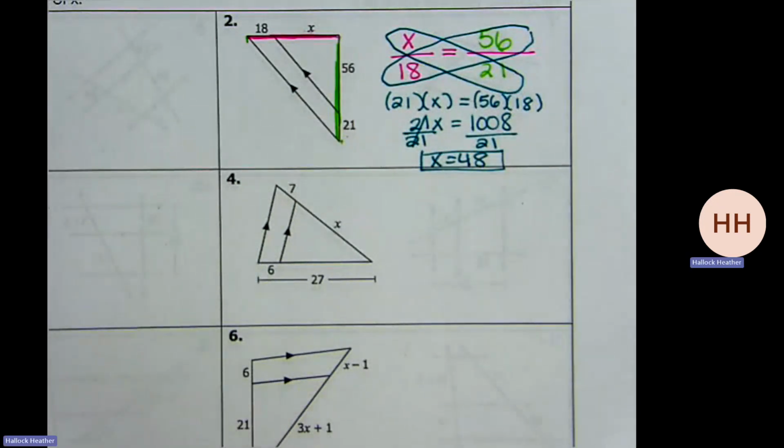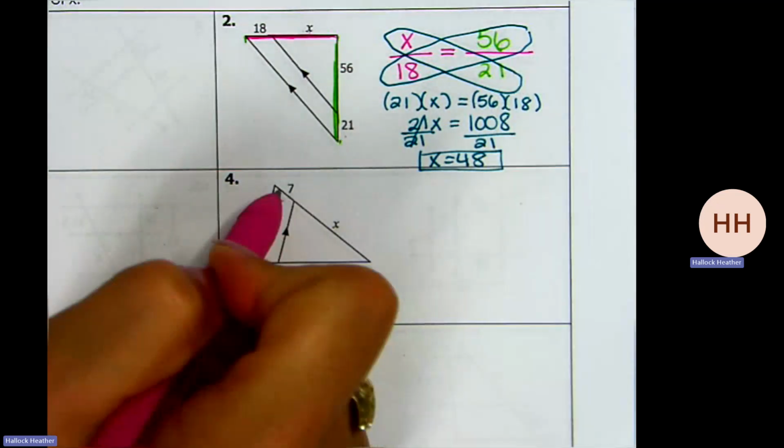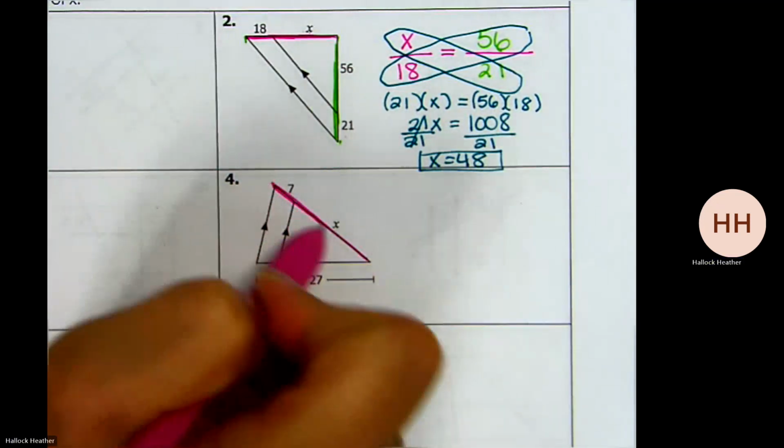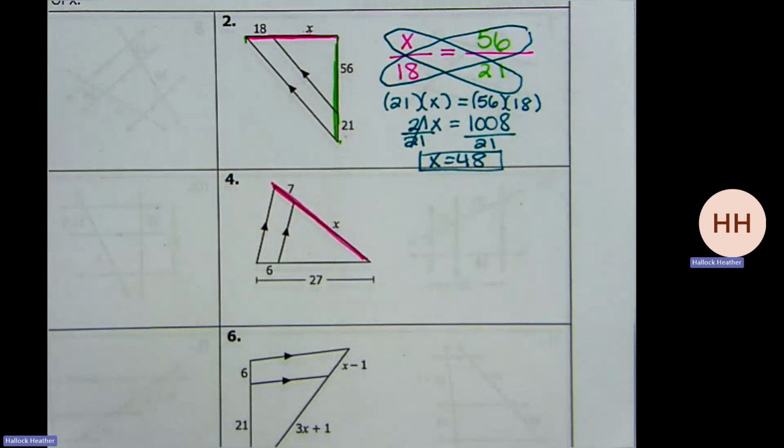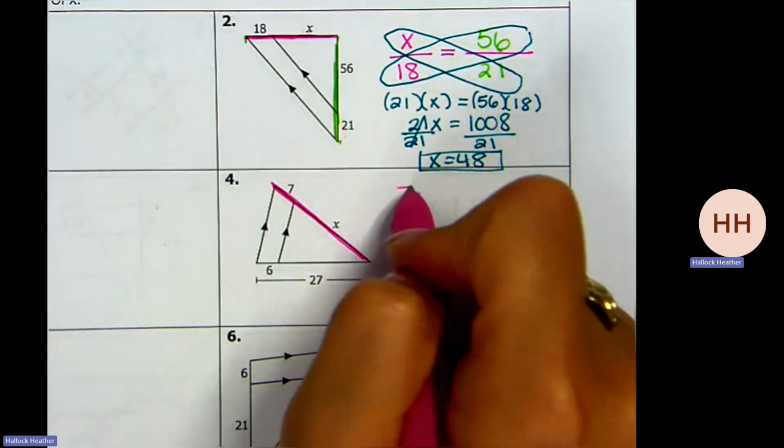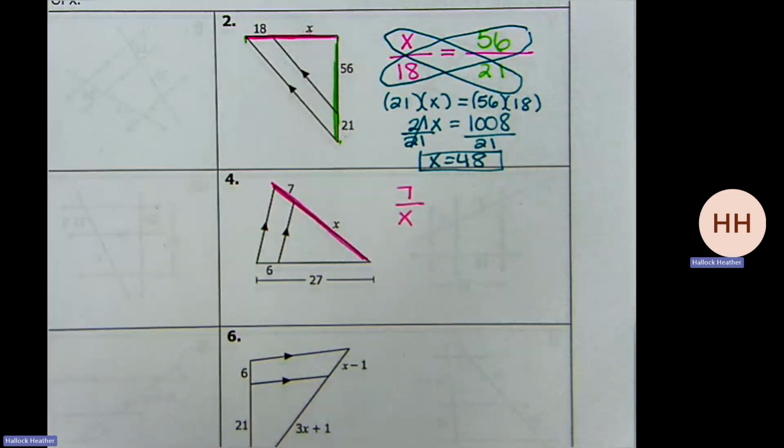Okay, so going right underneath that, we're going to do the same thing for number 4. It looks a little different because I have that extra line, so I'm just going to start with this piece. It doesn't matter how the first fraction is set up. This time I'm going to say 7 over x, because you can say it the opposite way.